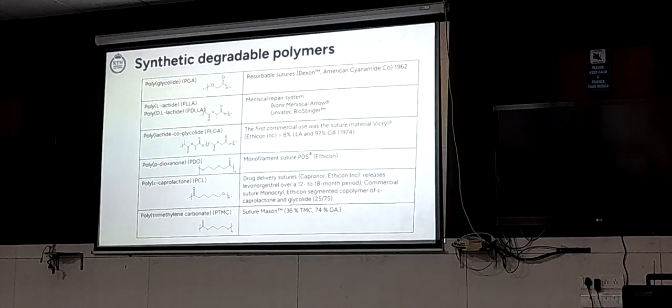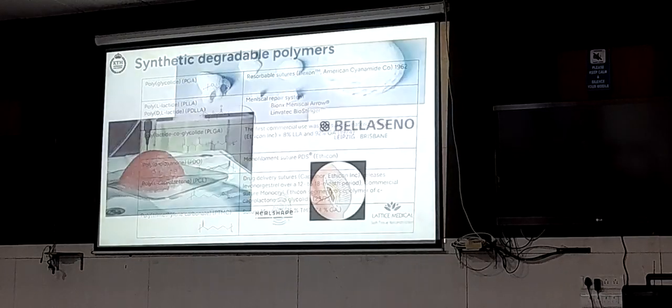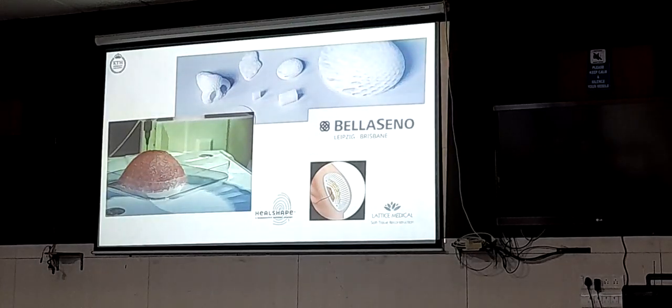But also, these degradable ones are used today commercially as well. There are companies that have products on the market. This is Healshape, where they use a gel, and what they do is that they try to regenerate fat tissue. So that is more a gel-based printing technique in comparison to Lattice Medical.